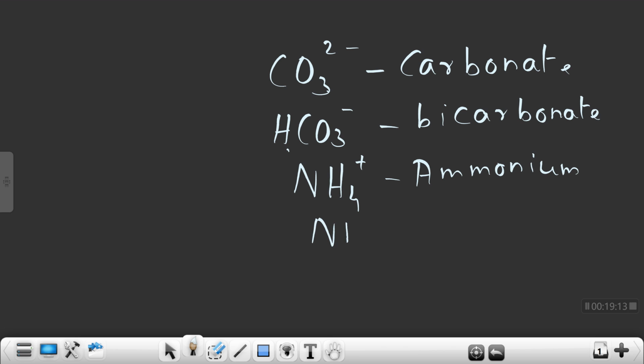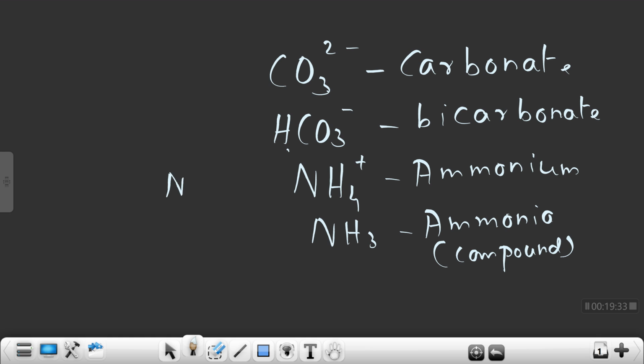Look at the difference. NH3 is ammonia. It is not a radical, it is a compound. Ammonium is a radical. It cannot exist freely. It will combine with other elements and then it can exist. But NH3 is a compound and has no charge. Ammonium, NH4+, has 1 nitrogen atom and 4 hydrogen atoms.